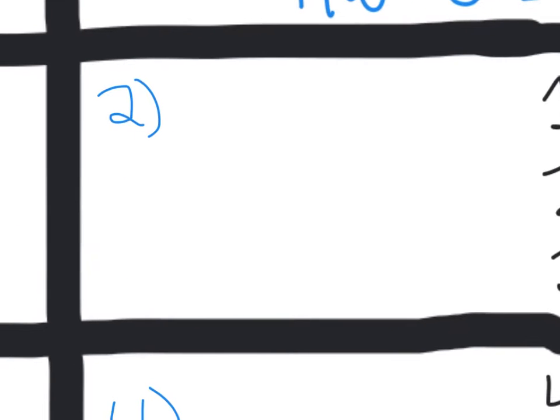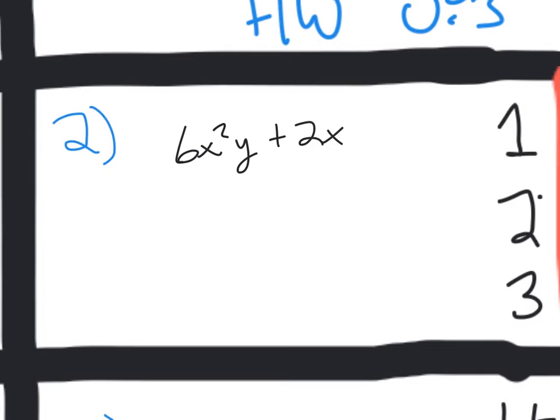Number 2, we've got 6x squared y plus 2x. Okay, and now we're asked to factor that. I always tend to look at the coefficients first, so 2 and 6. What are the factors of 2 and 6? What are the greatest common factors anyways? And that would just be 2. So start from there, pull out a 2. Okay, and then I'll draw in my parentheses because I know I'm going to have that.